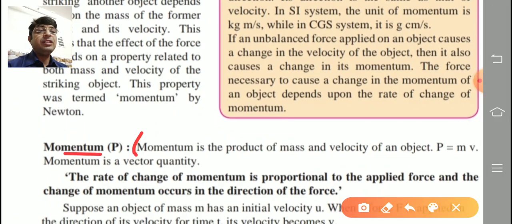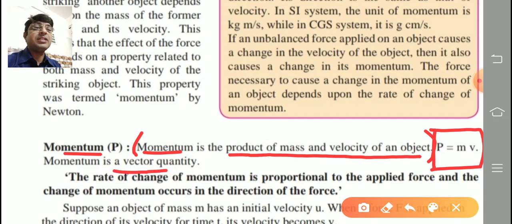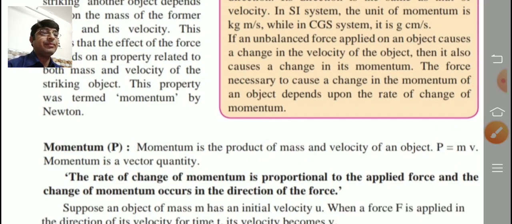Momentum. Definition: the product of mass and velocity of an object is called what? Momentum. Momentum is indicated by a capital P, and that's why momentum P is equal to the product of m, meaning mass, and v, meaning velocity. It is related to velocity, and we know that velocity is a vector quantity, and that's why momentum is also a vector quantity.